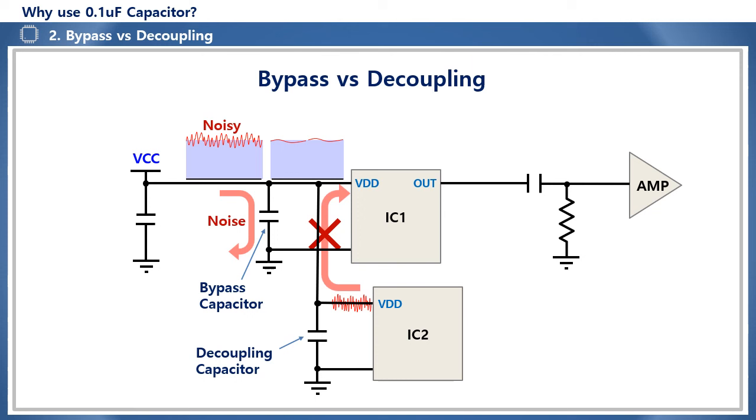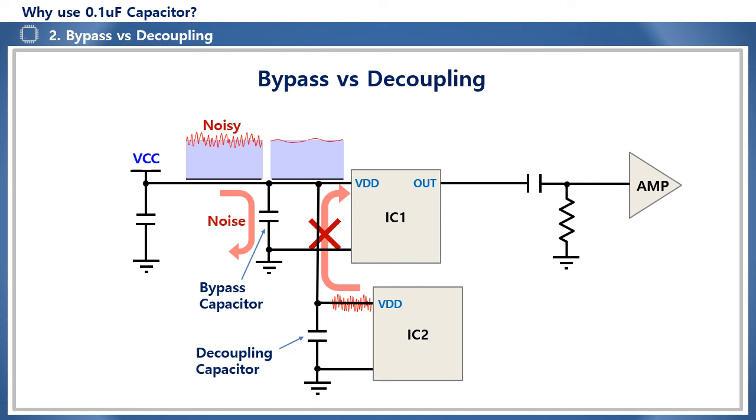Decoupling literally means separation, and it refers to a capacitor used to block and isolate the noise in IC2 from affecting the power line of IC1. In other words, most power lines are commonly connected to multiple circuits or ICs, and this capacitor is used to isolate the noise between the power lines that are interconnected between these circuits.